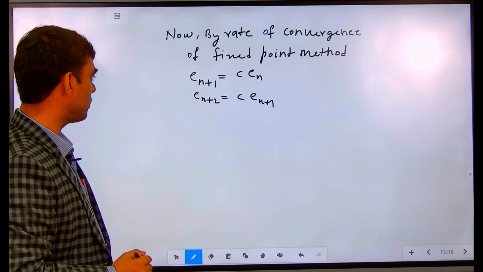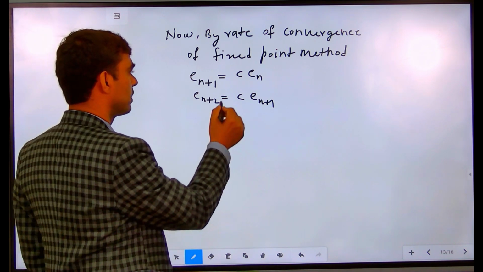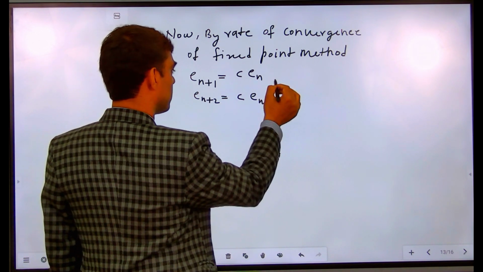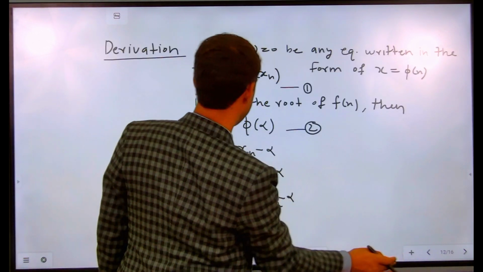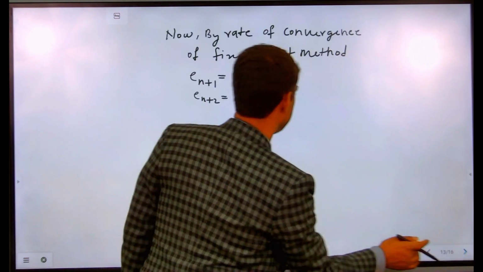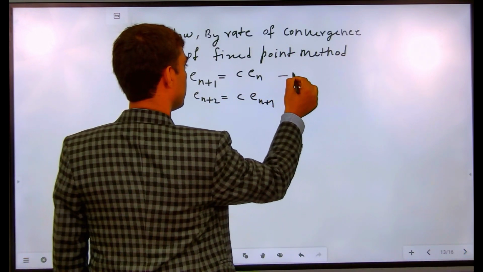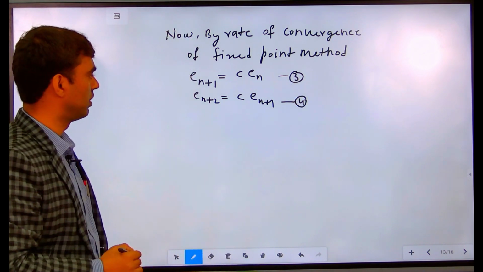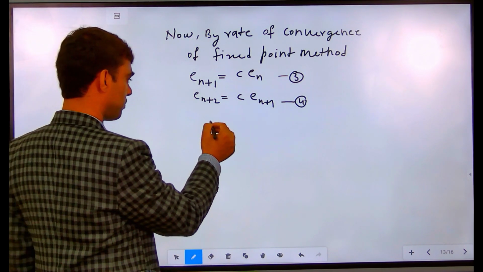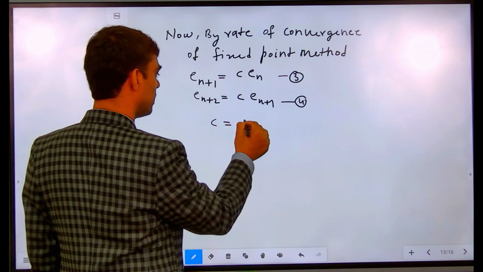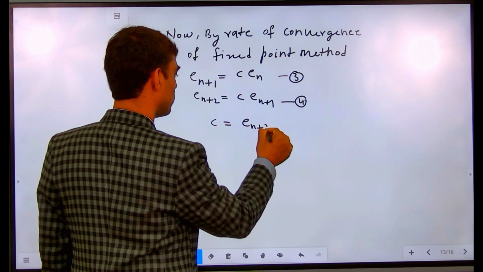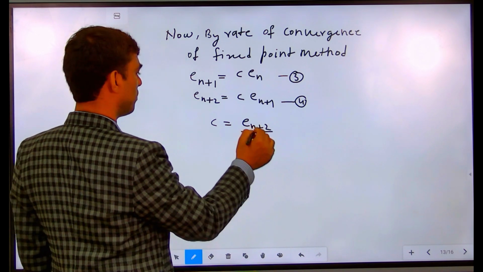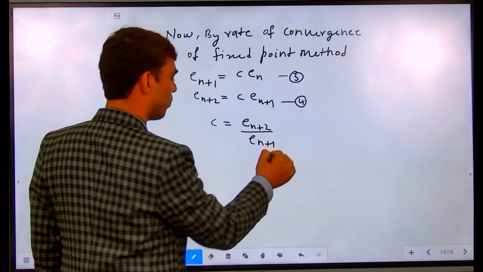Now what is the value of C here? The value of C becomes what? Suppose this one is equation number 3, and this one is equation number 4. Now from 4, C equals (En plus 2) divided by (En plus 1).